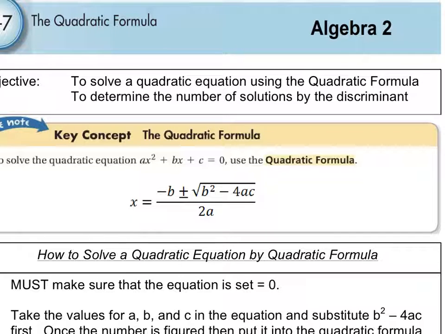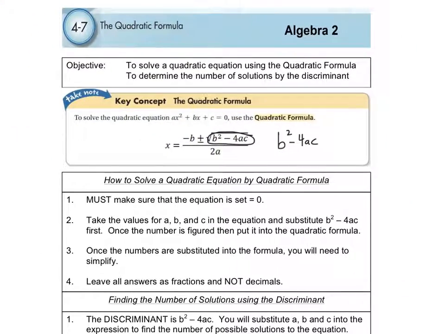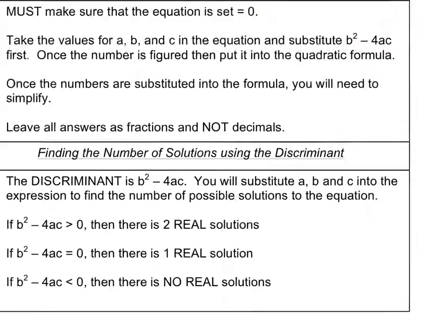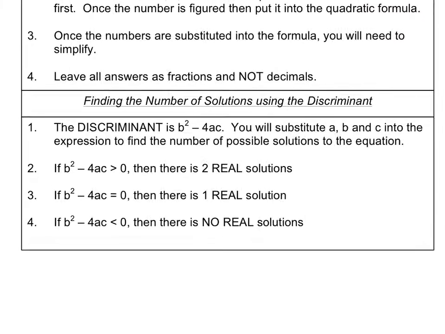I can solve any quadratic equation using the quadratic formula. It's the opposite of b plus or minus the square root of b squared minus 4ac all over 2a. Now, the discriminant, which is underneath the square root, b squared minus 4ac, will tell me, if I calculate that number, how many answers I'll have in my problem. So far, we've always had 2 answers in every problem. Well, that's not necessarily always the case.